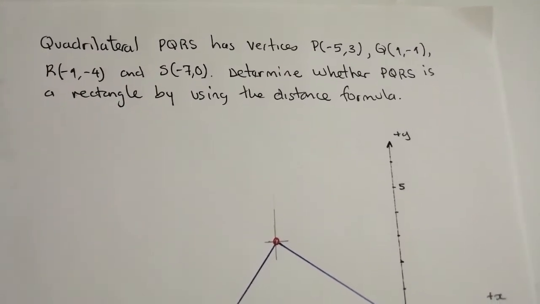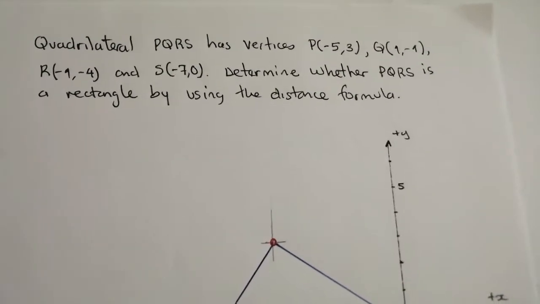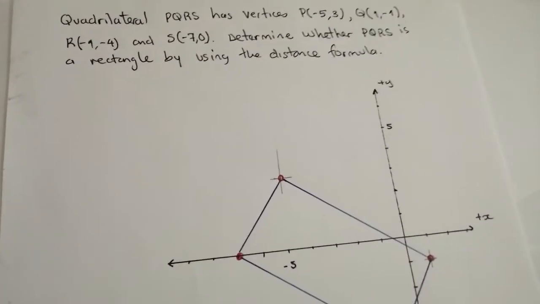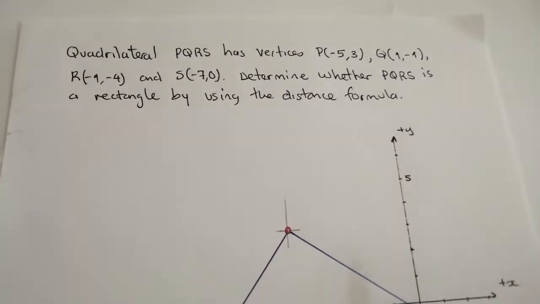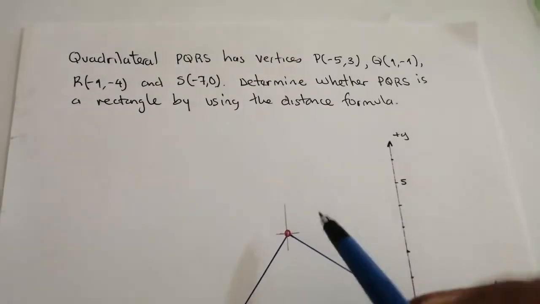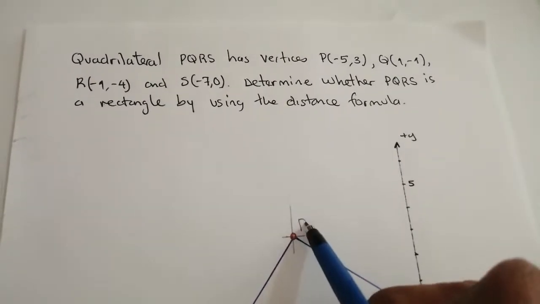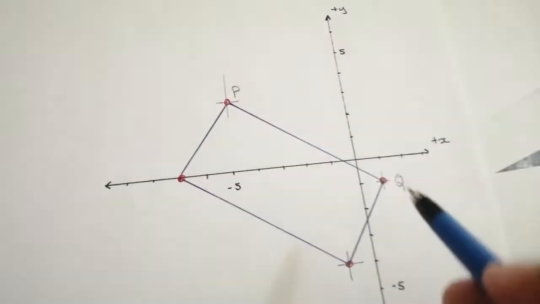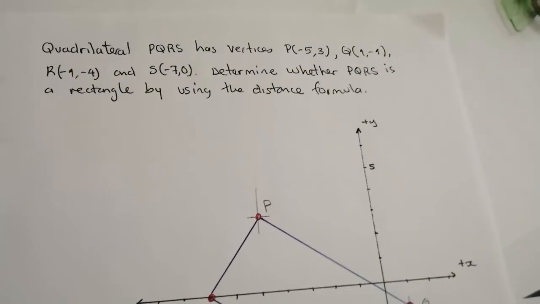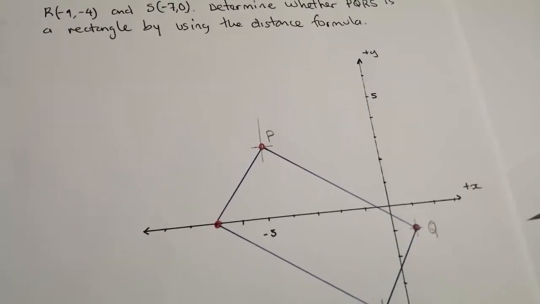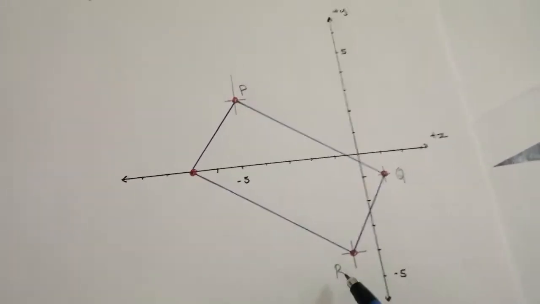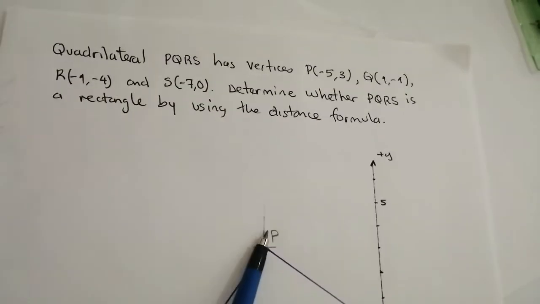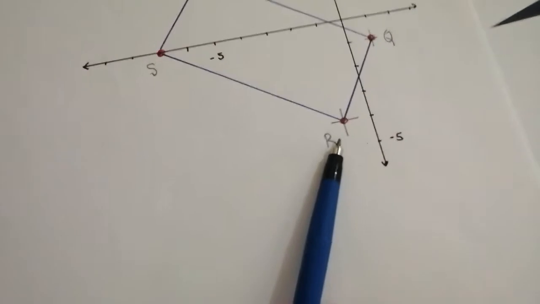So if I am going to use the distance formula, all I have to do is find the length of the opposite sides. So let me label this. Point P is (-5, 3). Point Q is (1, -1), so Q is down here. Then the other point is R (-1, -4), the one down here. And the other one is point S. So I have P, Q, R, S.